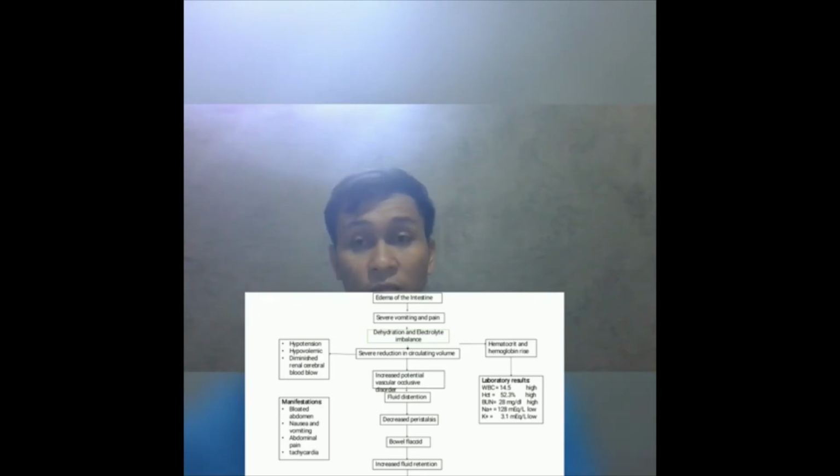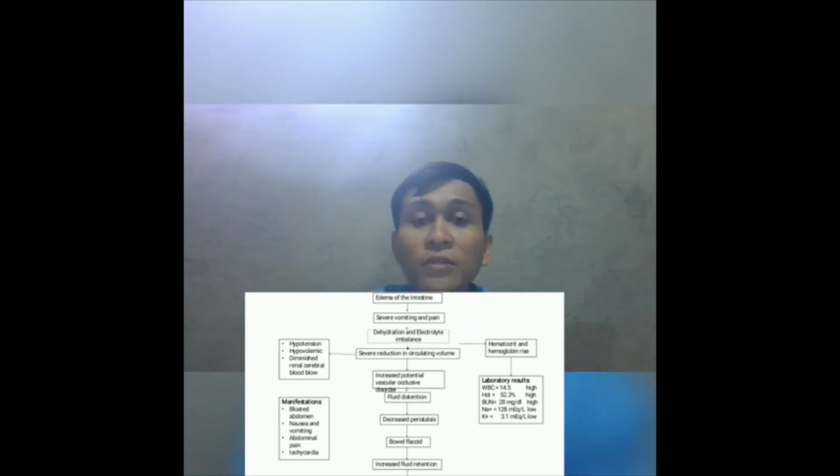White blood cell and BUN, related to the kidney, are high, and sodium and potassium are low due to vomiting. Then there is an increased potential for vascular occlusive disorder due to the poor circulating blood volume. Then it may lead to fluid distension. And then there is a large volume of secretion in the small bowel. It can add more to the fluid distension.